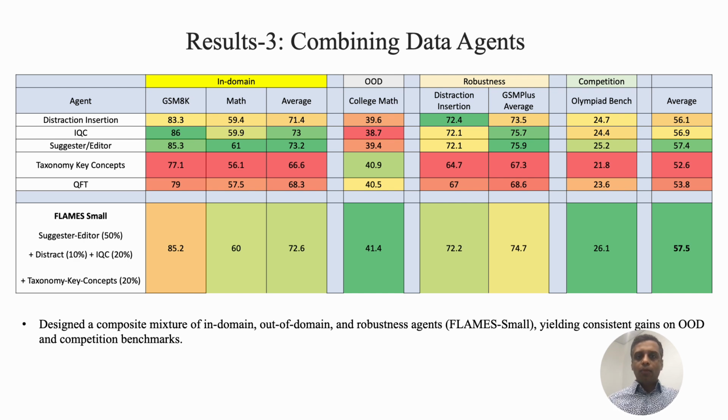Next, we design a composite mixture of in-domain, out-of-domain, and robustness agents, and this composite dataset shows balanced performance across all dimensions. We call this composition Flames Small. More details on how we reached this composition are shown in our paper.